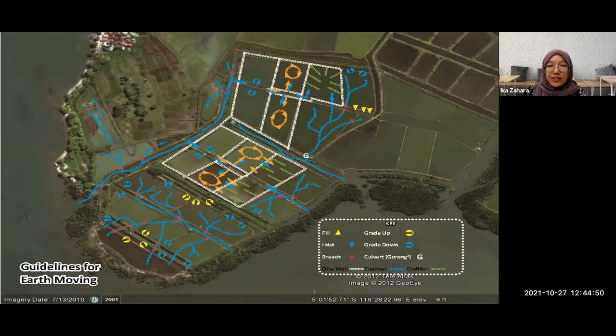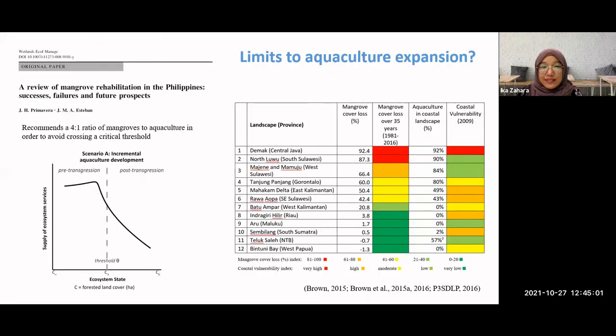This also the fish ponds areas where they've been converted, and actually the aquaculture expansion in several regions in Indonesia has almost nearly reached the limit, especially as you can see in the map. The mangrove cover loss is like 92%, and South Sulawesi also almost 90%. So this is a very alarming rate of aquaculture expansion.